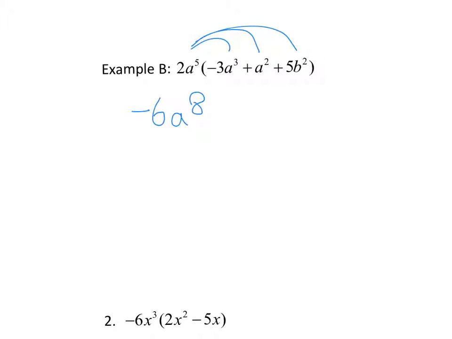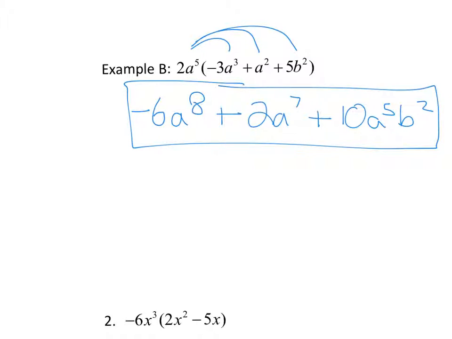All right, and then we'll do 2a to the 5th times a squared. That's positive, so plus 2a to the 7th. And then one more time, we'll do 2a to the 5th times 5b squared. And that's plus, again, 10. Wait, a and b, I can't multiply those together. So it's just 10, a to the 5th, b to the 2nd. You don't try to combine them or anything, you just write them as a multiplication problem. And that's my answer. So, pause the video, and I want you to do problems 1, 2, 3, and 4 with your groups.